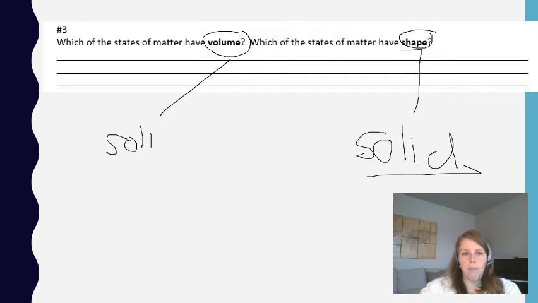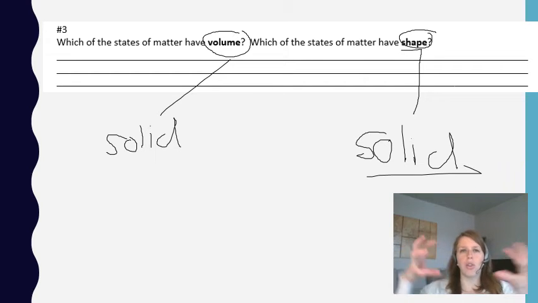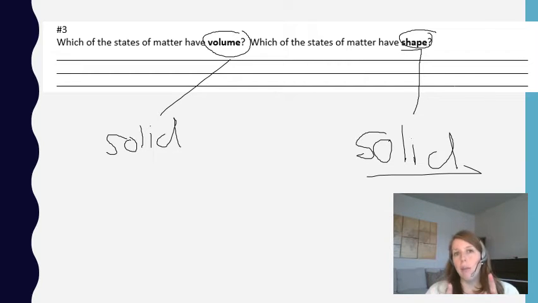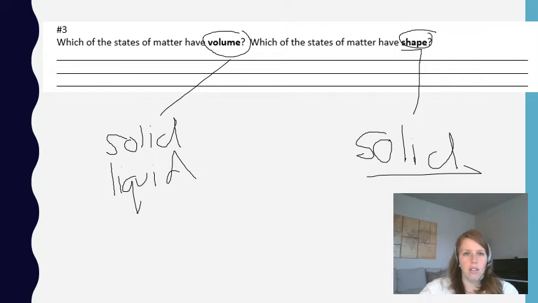Okay, let's think about a liquid and a gas. Do those have a set volume? Well, a liquid does, right? If I set a cup of water on the counter, the water inside isn't going to expand or contract. Now, the water can evaporate, but that's something different. We're just talking about in the moment, does something have a set volume? And so yes, a liquid also has a set volume.